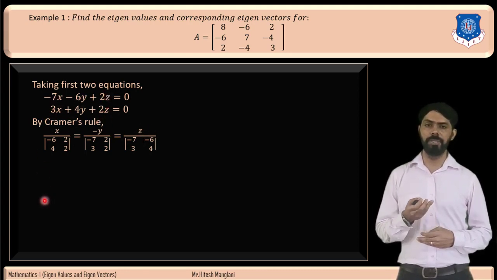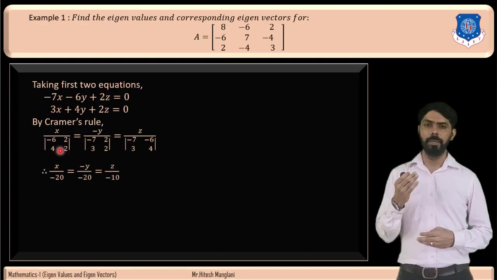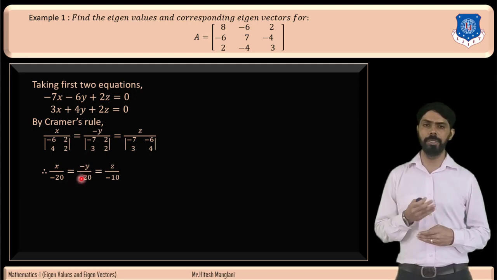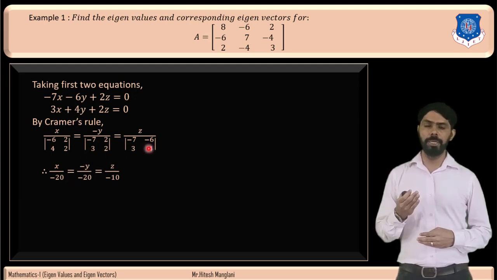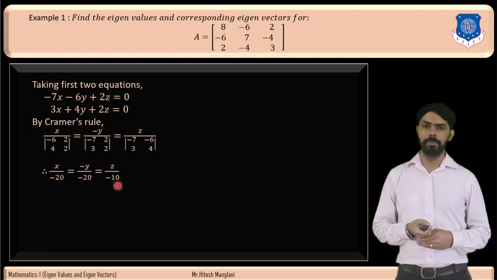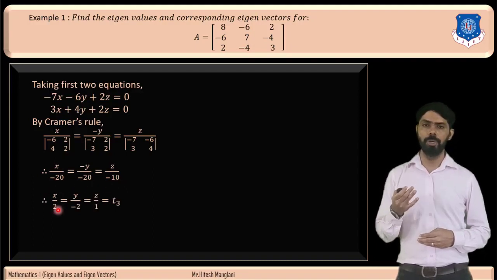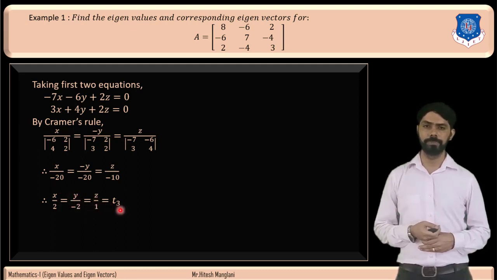So if we simplify this, x divided by minus 12 minus 8, so it will be minus 20, is equal to minus y divided by minus 14 minus 6, so it will be minus 20, is equal to z divided by minus 28 plus 18, so it will be minus 10. Now if we simplify this by dividing by minus 10, it will be x divided by 2 is equal to y divided by minus 2 is equal to z divided by 1, and that is equal to t3.